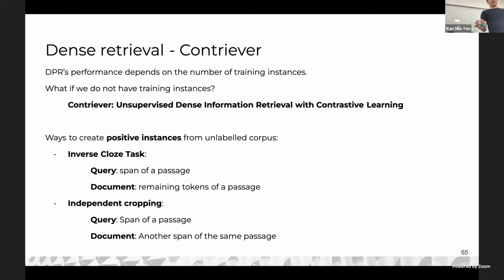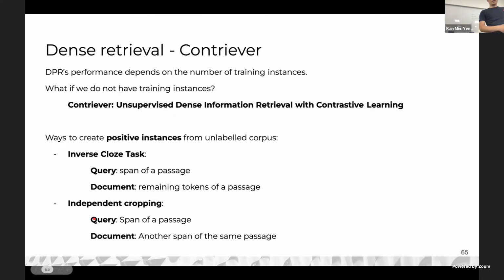And they use two tasks, mainly the inverse cloze task. The idea of the cloze task is to fill in the blank, right? But the inverse cloze task is that given a query, which is just a span of a passage, we want to be able to retrieve the remaining tokens of the document. This is to enforce the model to learn that, okay, given a span, I want to retrieve the other tokens, so to learn their kind of dependency.